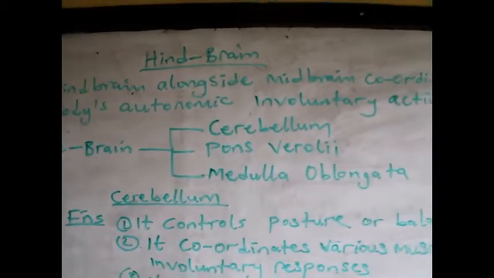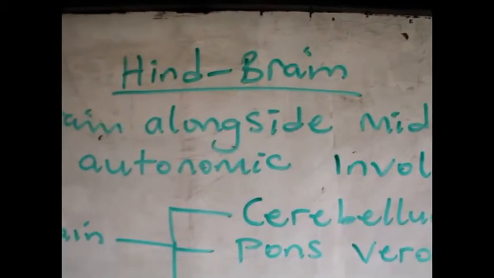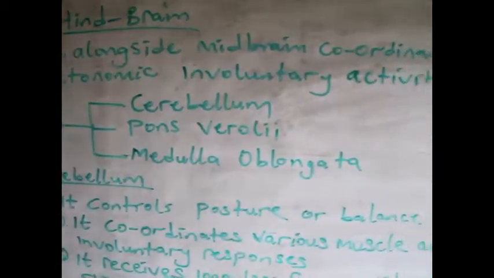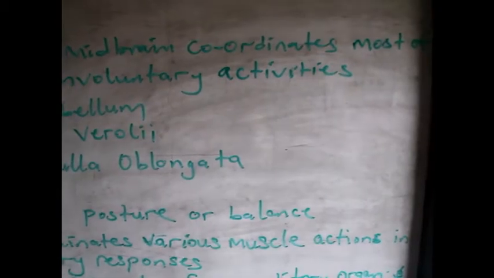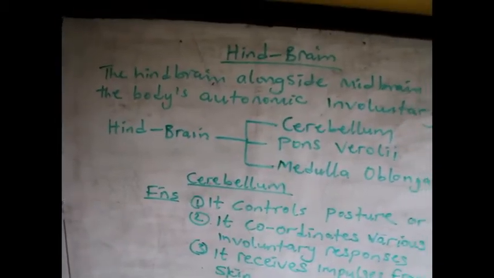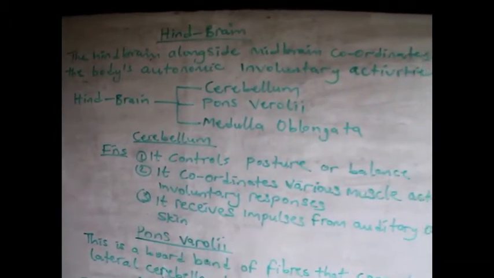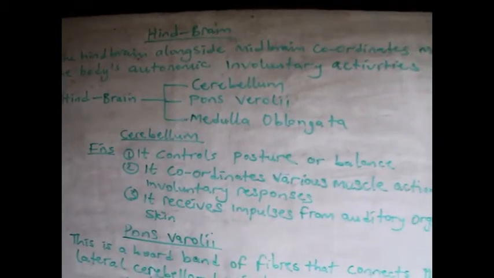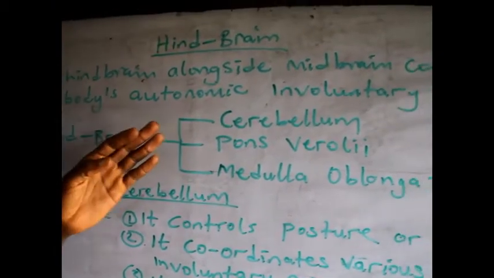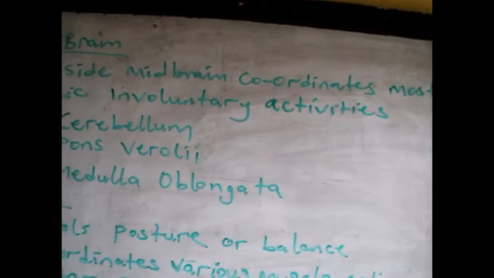Let's go to the hindbrain, the last part of the brain. The hindbrain, alongside the midbrain, coordinates most of the body's autonomic involuntary actions. What are involuntary actions? Things that are done unconsciously, like blinking of eyes, digestion, respiration. Those are involuntary. They happen on their own. The hindbrain is divided into three main parts. We have the cerebellum, we have the pons varolii, and we have the medulla oblongata.